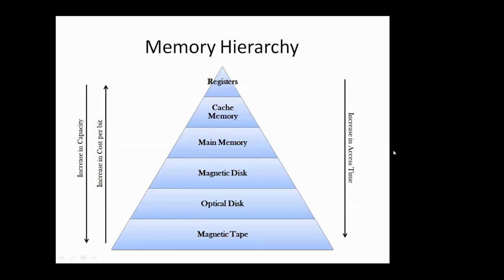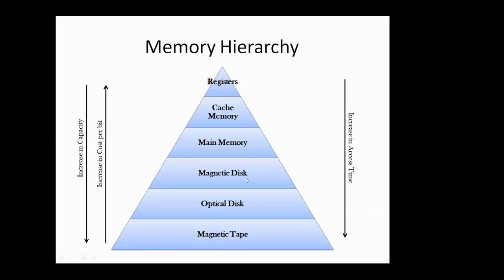So the first is the registers. The registers are within the CPU, and the access time of registers is very less. Then in second place is the cache memory, which has a greater access time than registers, but less than that of main memory. And in the same way, at the third position is the main memory, which includes RAM and ROM.